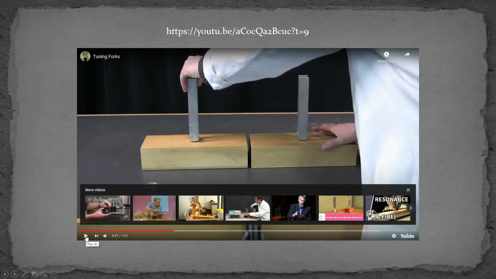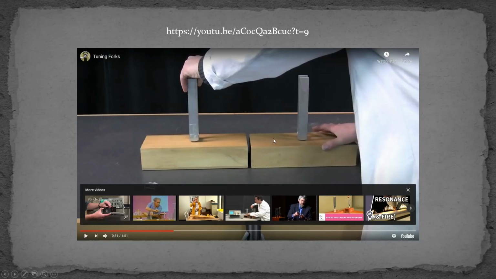I need to explain what he's doing here. This tuning fork on the left is identical to the tuning fork on the right. The reason why the tuning forks are in these boxes is because that allows the sound to be amplified underneath here. So it's much louder than it would be by itself.